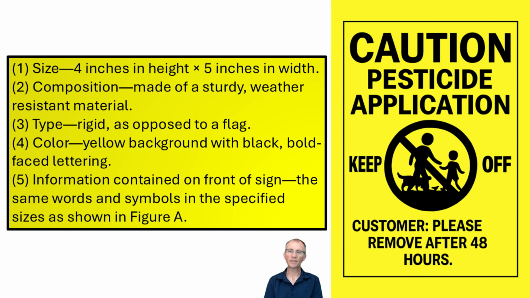Here are some requirements of the sign. 1. Size, 4 inches in height times 5 inches in width. 2. Composition, made of a sturdy, weather-resistant material. 3. Type, needs to be rigid, as opposed to a flag. 4. Color, yellow background with black, bold-faced lettering. 5. Information contained on front of sign, the same words and symbols in the specified sizes as shown in Figure A here to the right. We'll give you a few moments to review this sign.